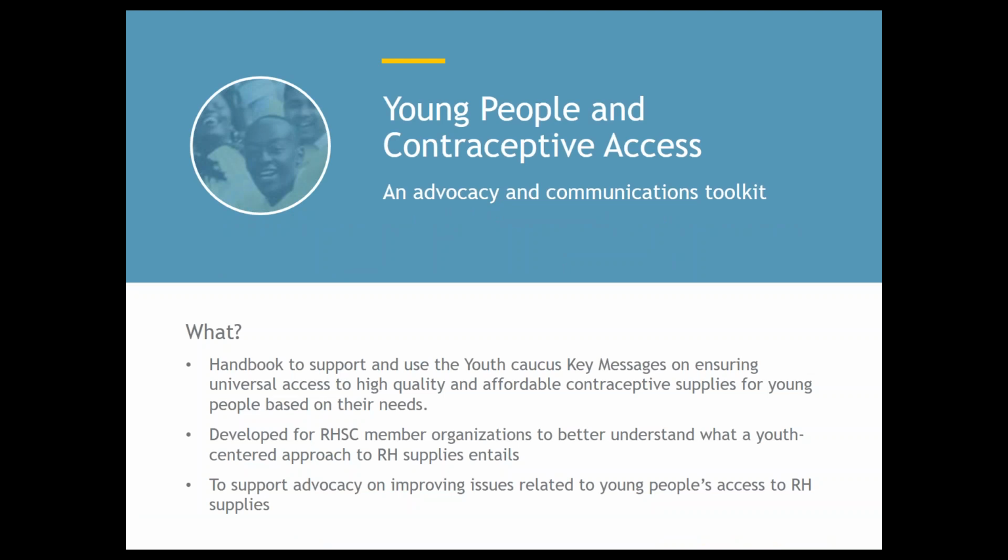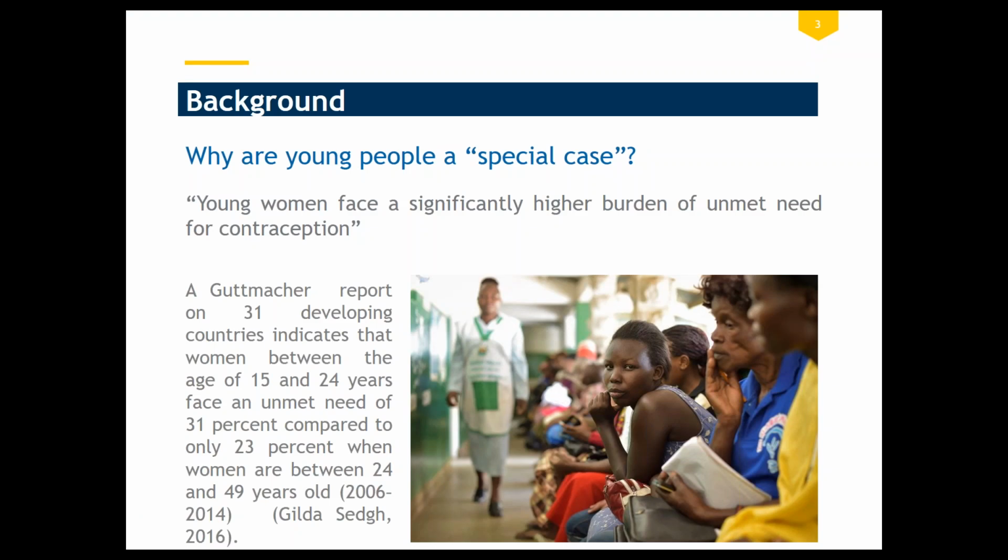So to begin, why are young people a special case? When we started with our youth-centered focus and formalized the Youth Caucus, there were 2 questions that we wanted to answer. Why do young people need specific attention compared to all people with an unmet need? And how can our work on adolescents be linked to the coalition strategic pillars?